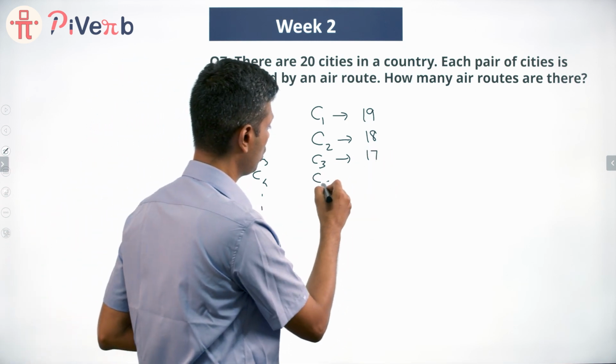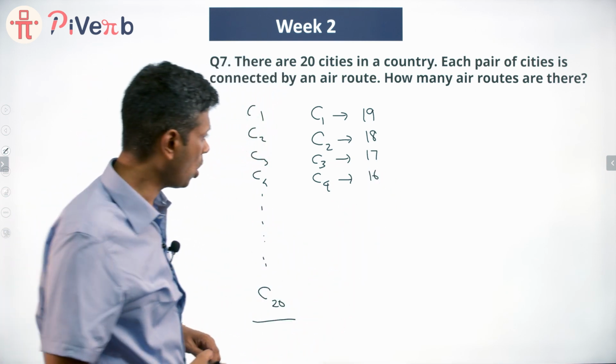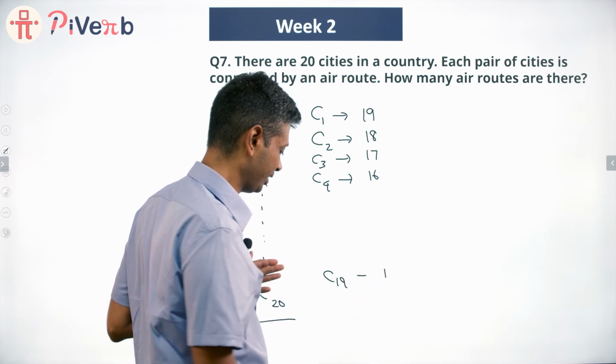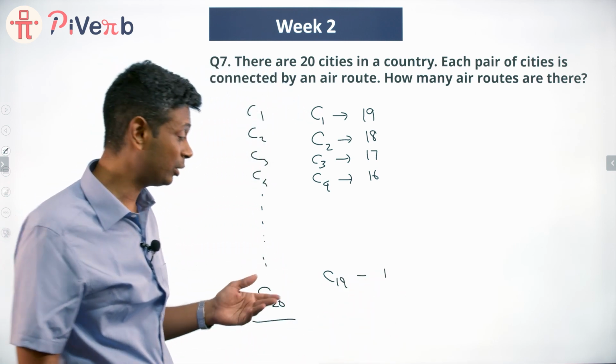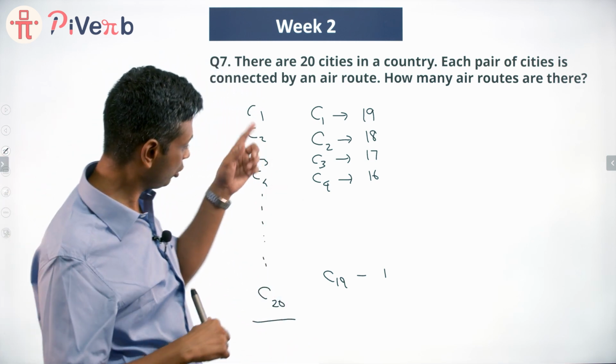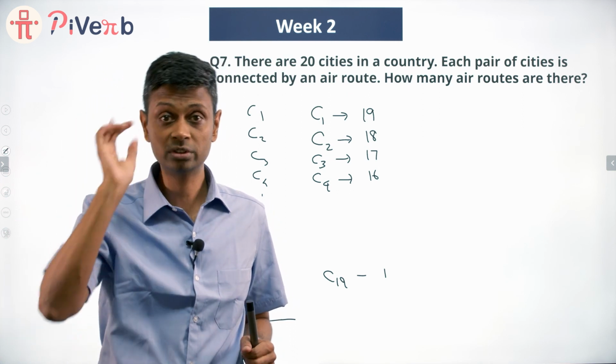From C4, how many are there? 16 will be there, C5 to C20. All the way till C19, one route, C19, C20. From C20, there are 0 routes. Why 0 routes? Because I have counted everything. Everything to C20 I have counted, so from C20 to something I don't need to count because I have counted all of this anyway.